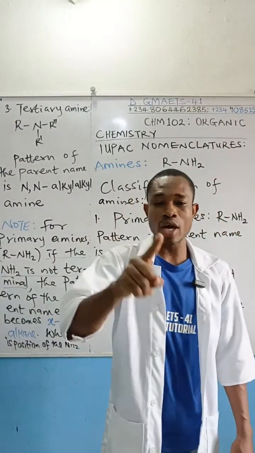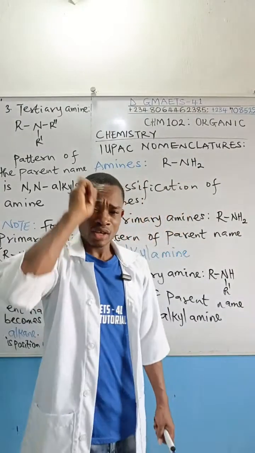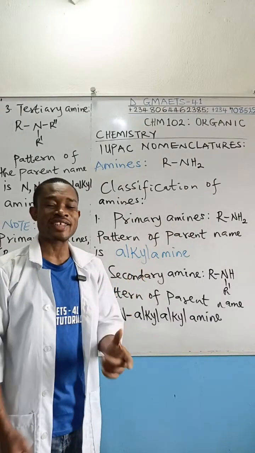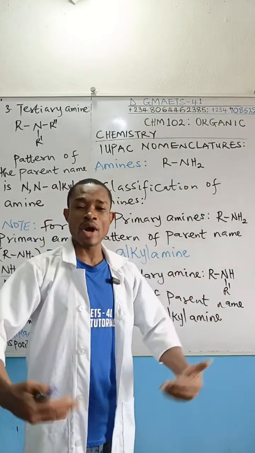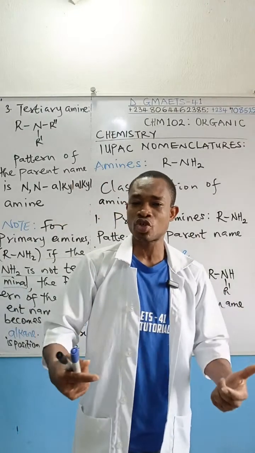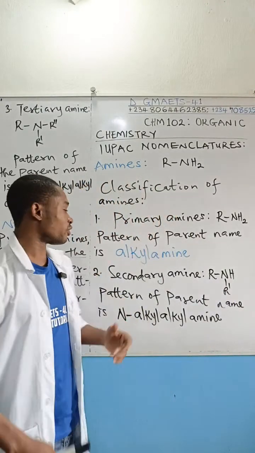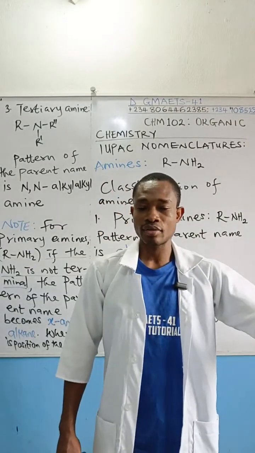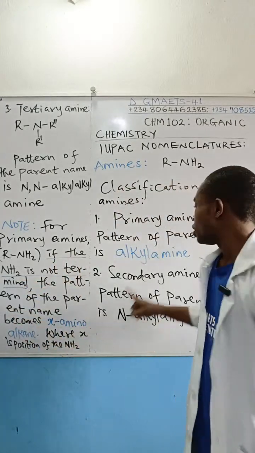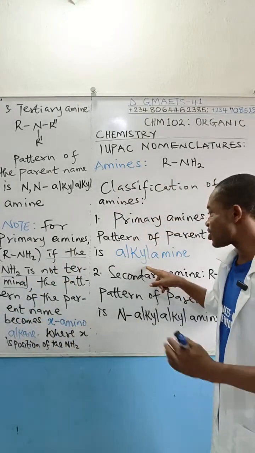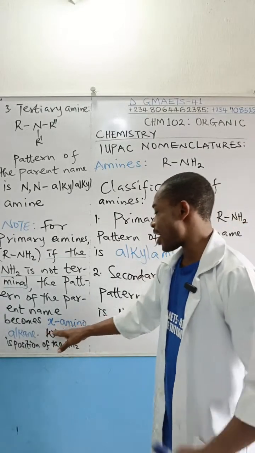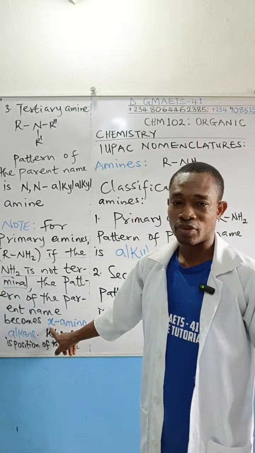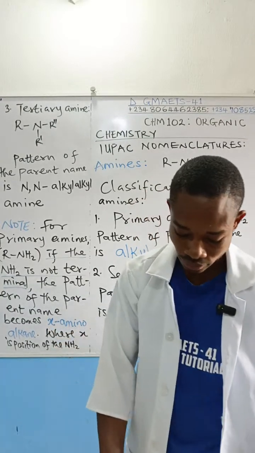When it is terminal, it means that the NH2 is on carbon number 1. So anytime you have 1-amino alkane, every 1-amino alkane is the same as alkylamine. As a matter of fact, the proper way the International Union of Pure and Applied Chemistry, IUPAC, approves the naming of those guys is alkylamine in the case of 1-amino alkane. If it becomes 2-amino alkane, you can't go as alkylamine anymore. It will now become X-amino alkane, right? You have to indicate the carbon atom position bearing the NH2.